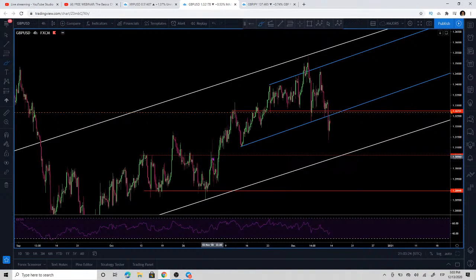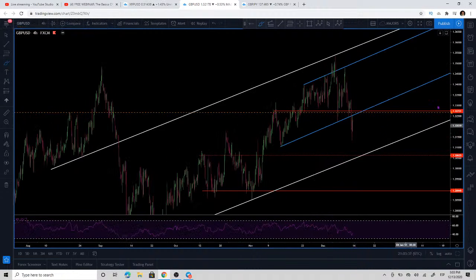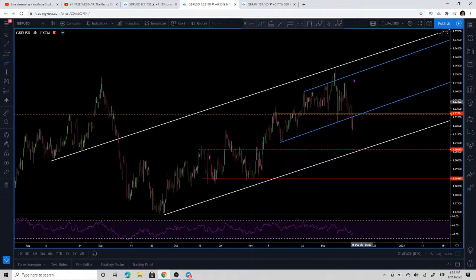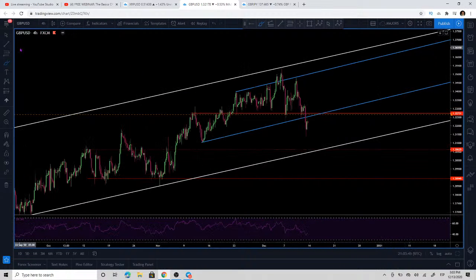Now, the next levels that I will be looking at are these levels right here. Price might do this and then go and retest the current structure, but I'm looking at a break of that structure too, and a continuation to the 129. That's my plan on the GBP/USD.